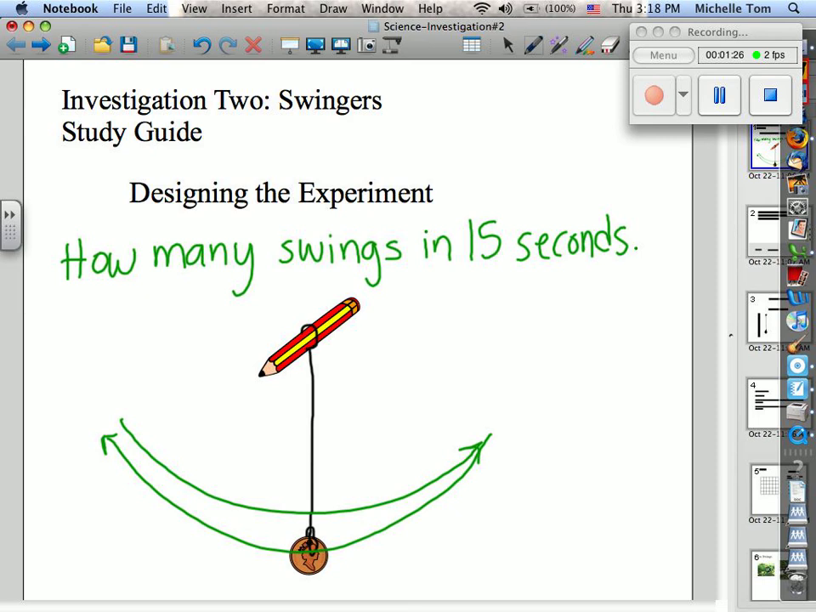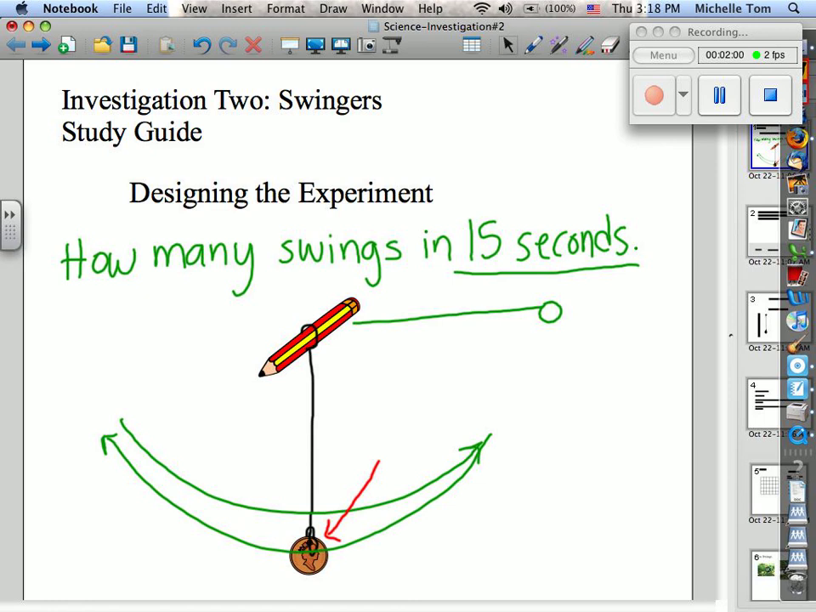In addition to that, we had to decide on a release point, and we all released our pendulums at exactly 180 degrees or 0 degrees, parallel to the ground. Finally, we all decided, or Miss Tom told you, that we were going to be counting the number of swings in 15 seconds. So those three variables we decided as a class. You could also consider the fact that everybody used pennies and paper clips as the bob at the end.